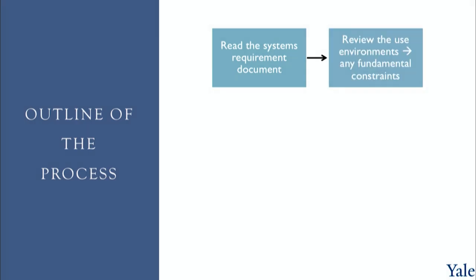We review the user environments to see if they have any fundamental constraints. For example, if the user environment means that it's going to be used in a portable situation, this may mean we have to be on a phone. This changes completely our software design process than if we're using a desktop. So the environments often create fundamental constraints that change everything that's going to follow. So you review the user environments to make sure there are no fundamental constraints introduced in the process.